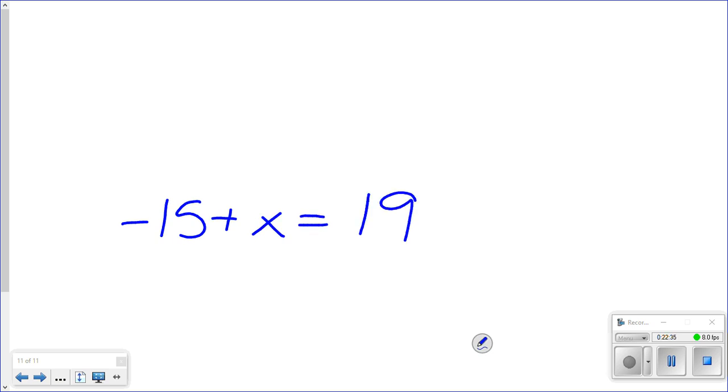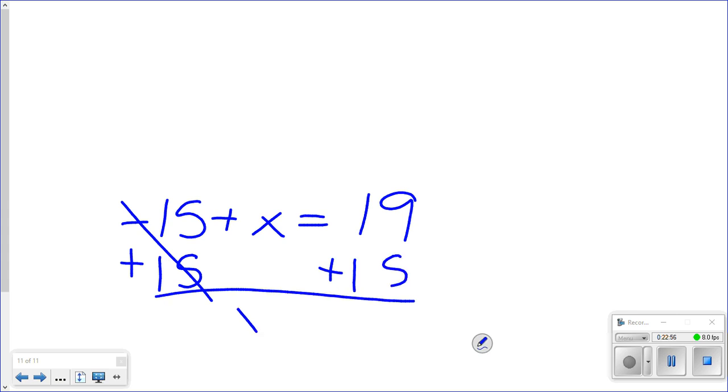Negative 15 plus x equals 19. I think this is the last goofy one you got. What are you going to do to get rid of that 15? Add it or subtract it? Add it, because we got to look at what's in front. So if I have a minus 15, I need to cancel it out. Okay, so always looking at what's the beginning. Always.